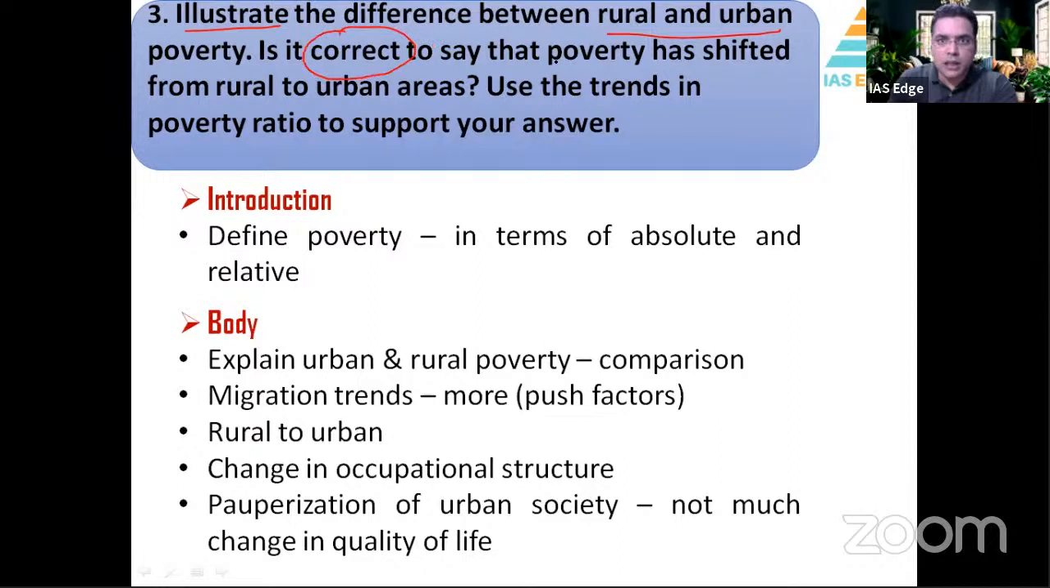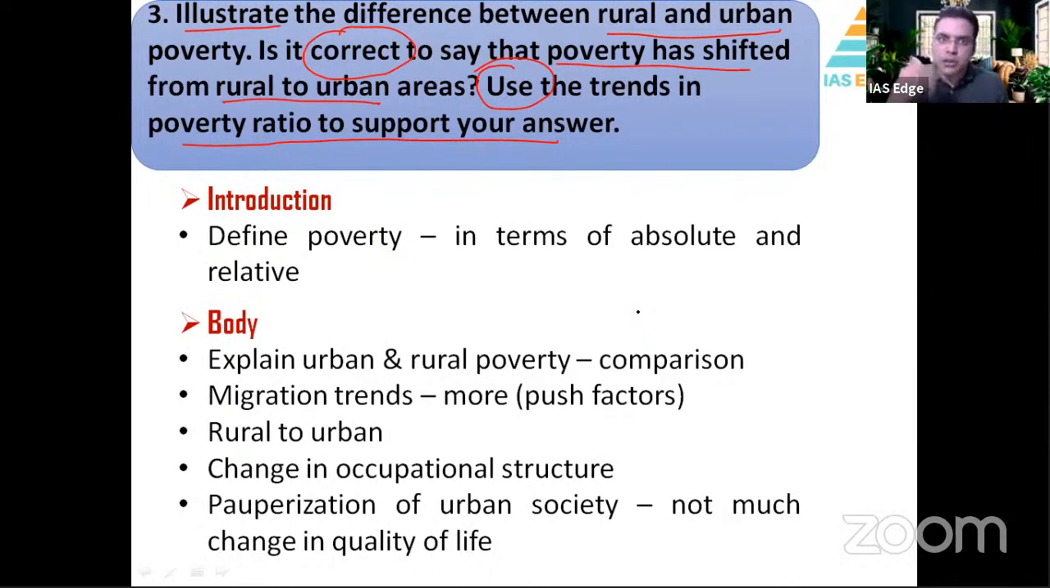Is it correct to say that poverty has shifted from rural to urban areas? Use the trends in the poverty ratio to support your answer. Now, which means first they're asking about poverty, the difference between urban and rural poverty. Second, they're asking about trend. Kya poverty rural se urban area mein move kar rahi hai?